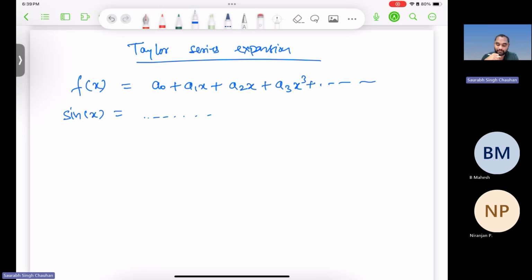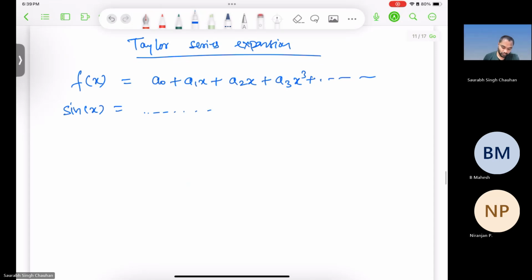Now, how will you find the values of these coefficients? If you can find the values of these coefficients, then you can write this function as the summation of these polynomial. How will you find? What will be a1? It is very easy. It is not difficult. How will you find a1? Sorry, a0.